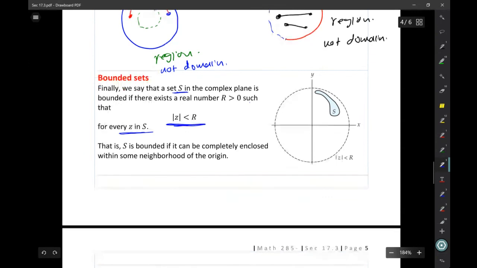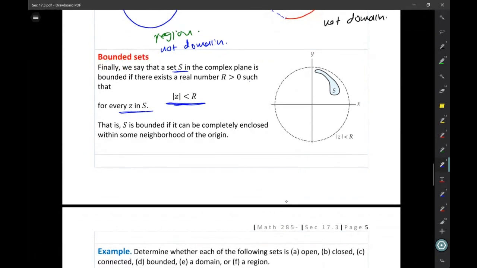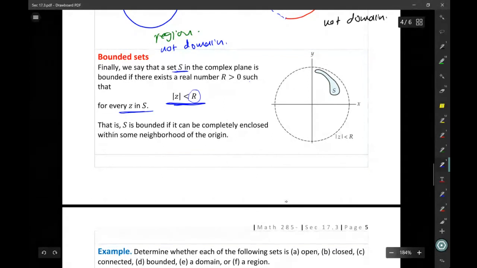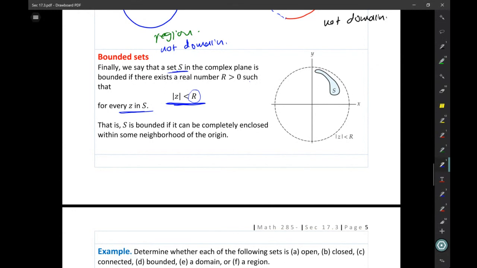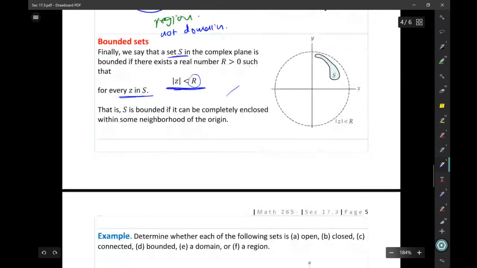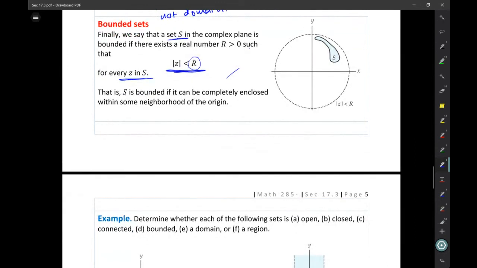I mean, if there is a constant R greater than 0, where the modulus of any complex number inside the set S is less than R, the same constant, then it is called a bounded subset. We call it a bounded subset.